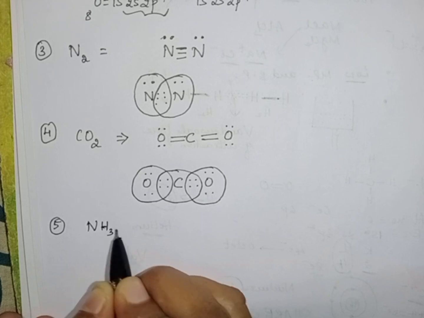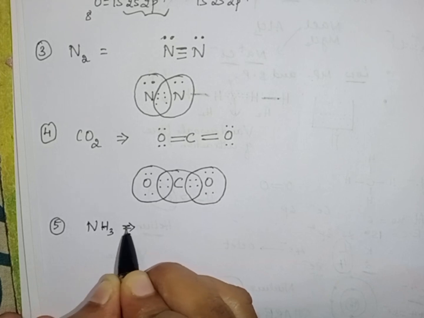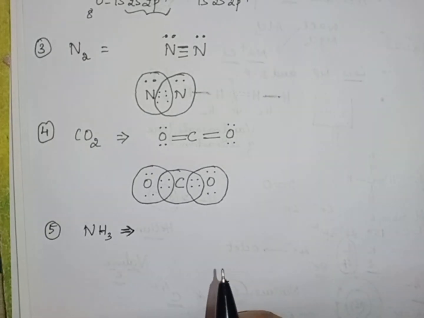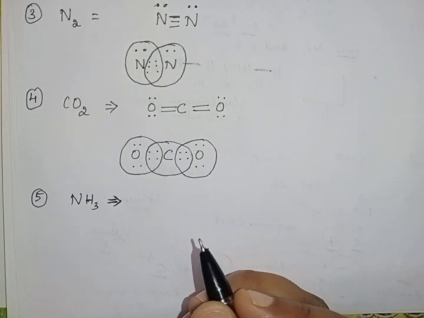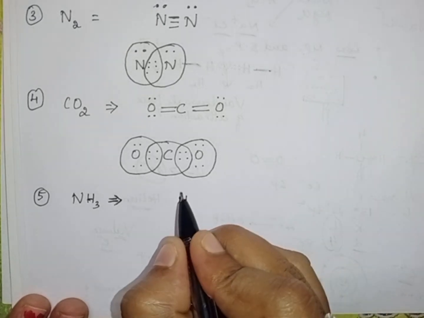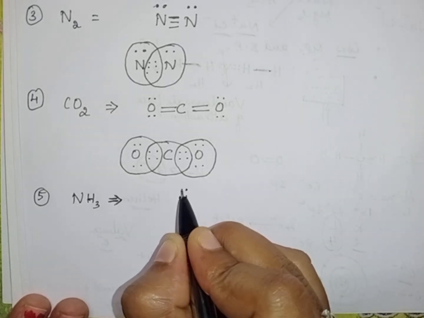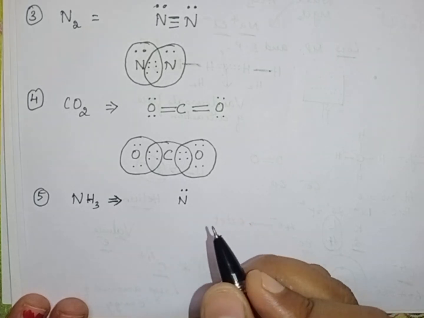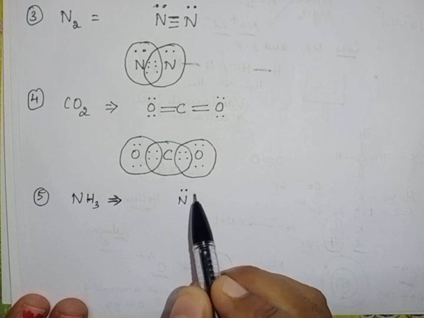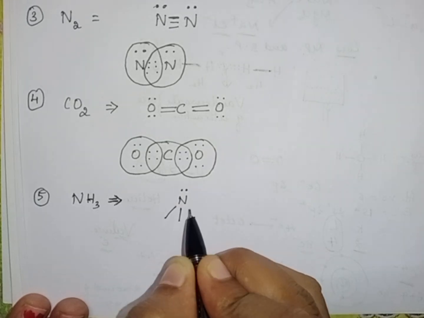ammonia. Anything you have to write very neatly. Chemistry means you have to write neatly. Don't scribble in the books. It has to be neat. Okay, nitrogen always will have 1 lone pair. Lone pair means 2 electrons will be there. Oxygen will have 4, 1 2 3 4. Nitrogen will have 2, with that 3 bonds.